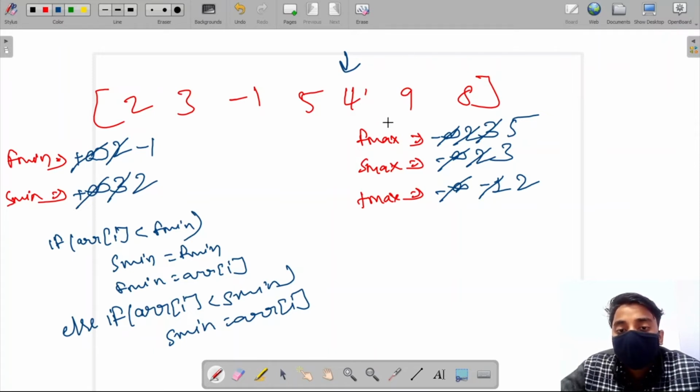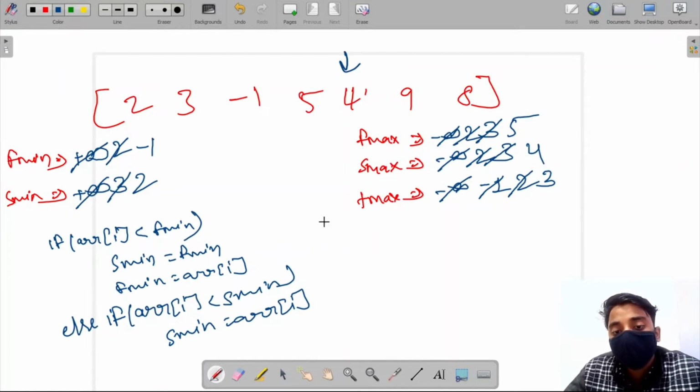Now it will check for the first max. Is 4 greater than first max? No, it is not. Now it will check for the second max. Is 4 greater than the second max? Yes, it is. This means we need to update the second max by 4. And before that we need to update the third max. So third max will be updated by second max, that is 3. Second max will be updated by 4.